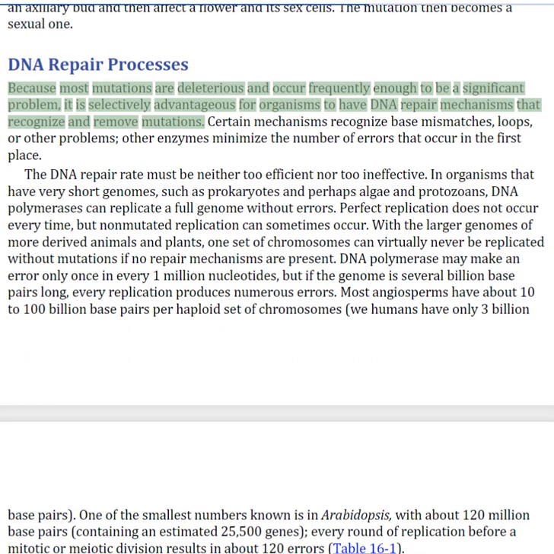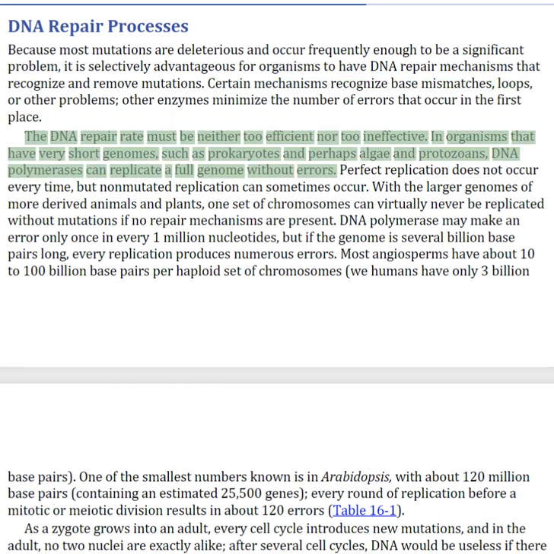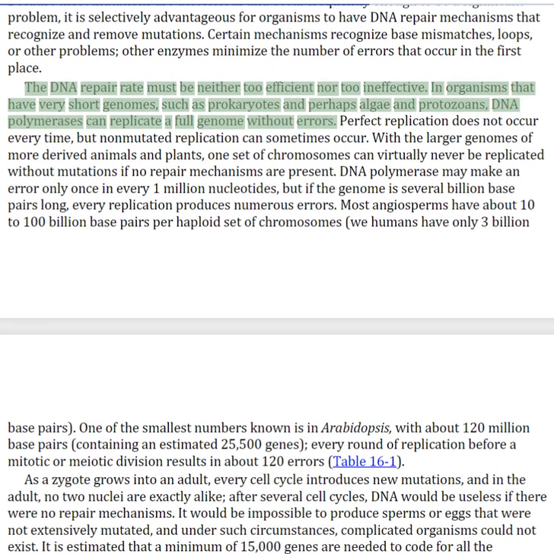Because most mutations are deleterious and occur frequently enough to be a significant problem, it is selectively advantageous for organisms to have DNA repair mechanisms that recognize and remove mutations. Certain mechanisms recognize base mismatches, loops, or other problems. Other enzymes minimize the number of errors that occur in the first place. The DNA repair rate must be neither too efficient nor too ineffective.